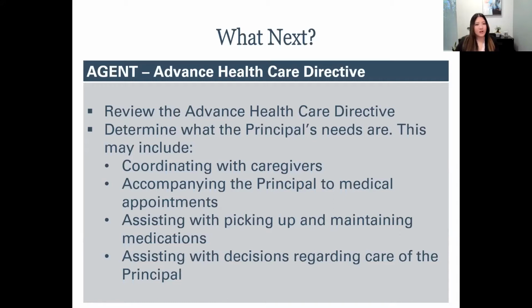And overall, under either of the powers of attorney for finances or the Advance Health Care Directive, you're ultimately just acting in the best interest of the principal.